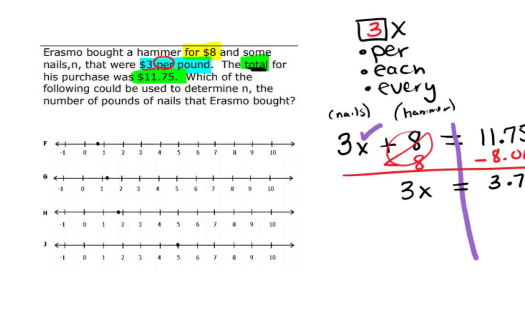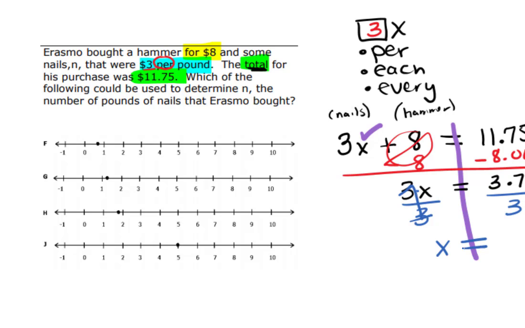Now our second step is to get rid of the 3. It's being multiplied by the x. That's why it's sitting next to it. So to get rid of it, we're going to divide by 3. Whatever I do to one side, I do to the other. Why am I going to divide by 3? Because 3 divided by 3 is 1. And 1x is the same thing as just x, which is what I want. I want x all by itself. I need to isolate that x. That's what I'm going to do to get my solution.